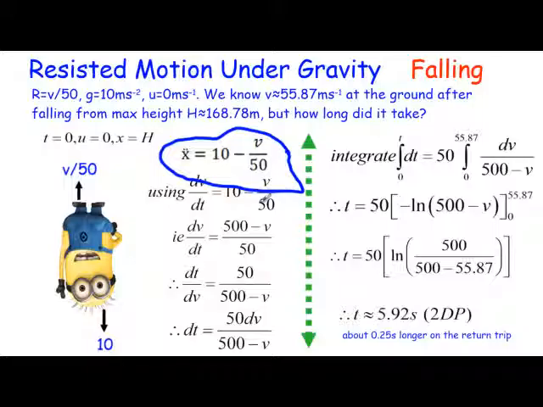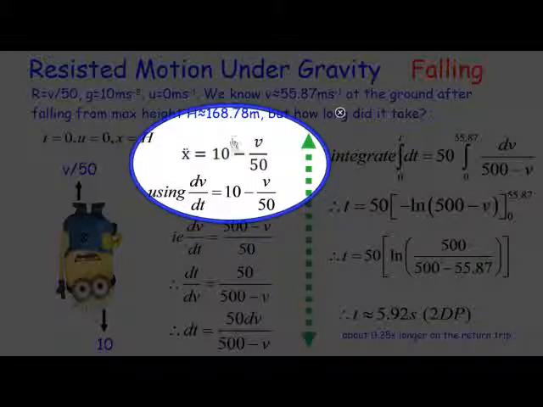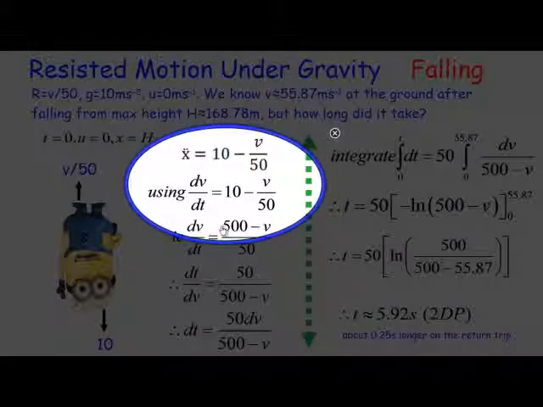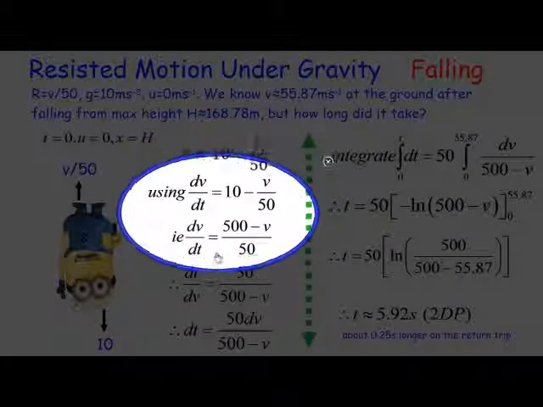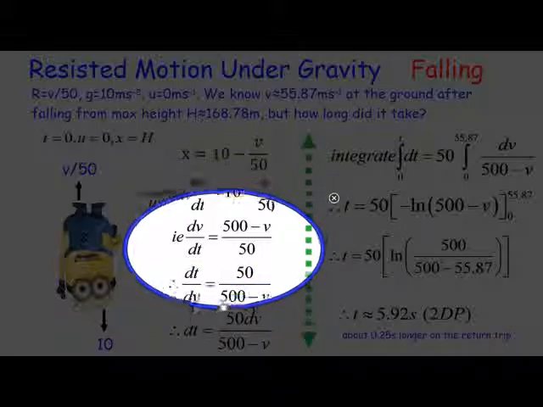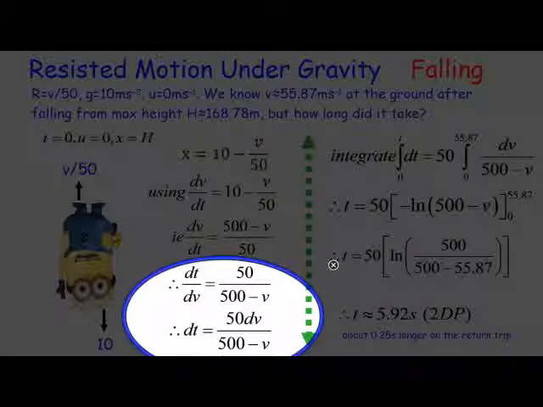First up, obviously we start with the same equation, x double dot equals 10 minus v on 50. We're falling, right? 10 is positive, gravity is acting with us, and the resistance is basically v over 50, or if you like 0.02 v. Now we want the time, so we use dv dt for the acceleration. We put everything over 50, take the reciprocals, separate the variables, and then integrate.